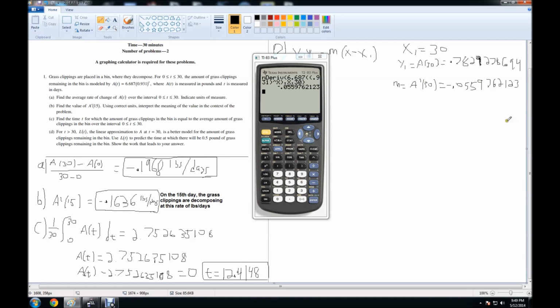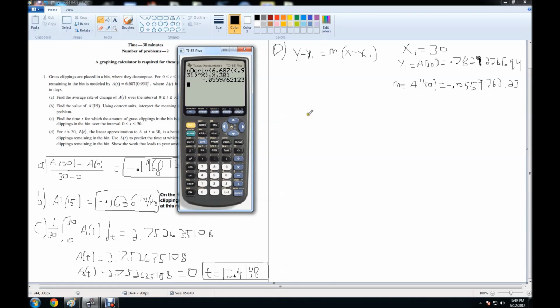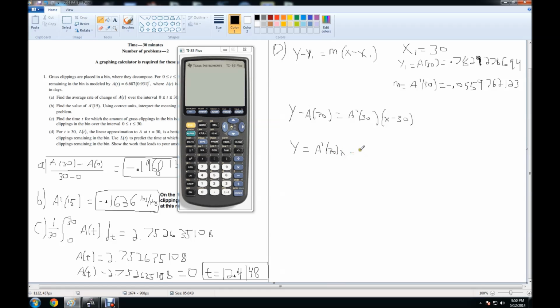Alright, so now that we have all the values we need, let's solve for y. And I do not want to rewrite all this, so instead I'm going to rewrite this as y minus a of 30 is equal to a prime of 30 times x minus 30. Distributing and adding, we get y is equal to a prime 30 x minus 30 a prime of 30 plus a of 30.